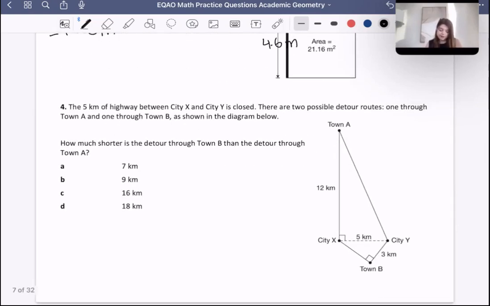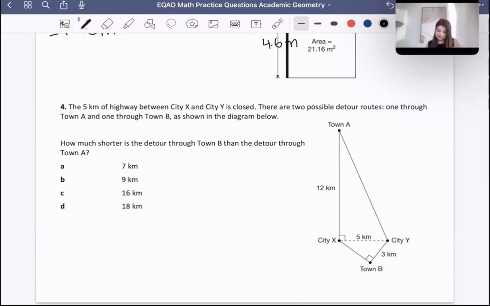The 5 kilometers of the highway between City X and City Y is closed. There are 2 possible detour routes. One through town A and one through town B. Oh, well, looks like going through town B is probably going to be a much better deal. How much shorter is the detour through town B than the detour through town A? Okay, well, that's where it gets harder. At first, I thought maybe they'd just ask which one was shorter, and clearly town B looks like it's a lot shorter. So the detour through town A looks like a pretty big waste of time, if you ask me, unless you like town A a lot better for some reason.